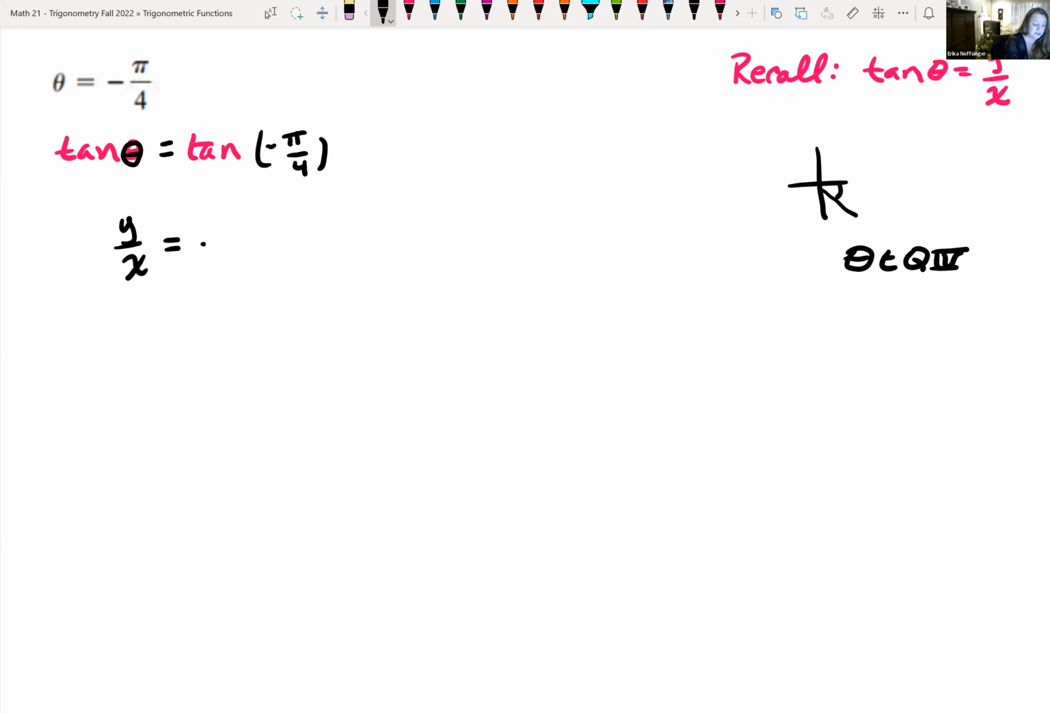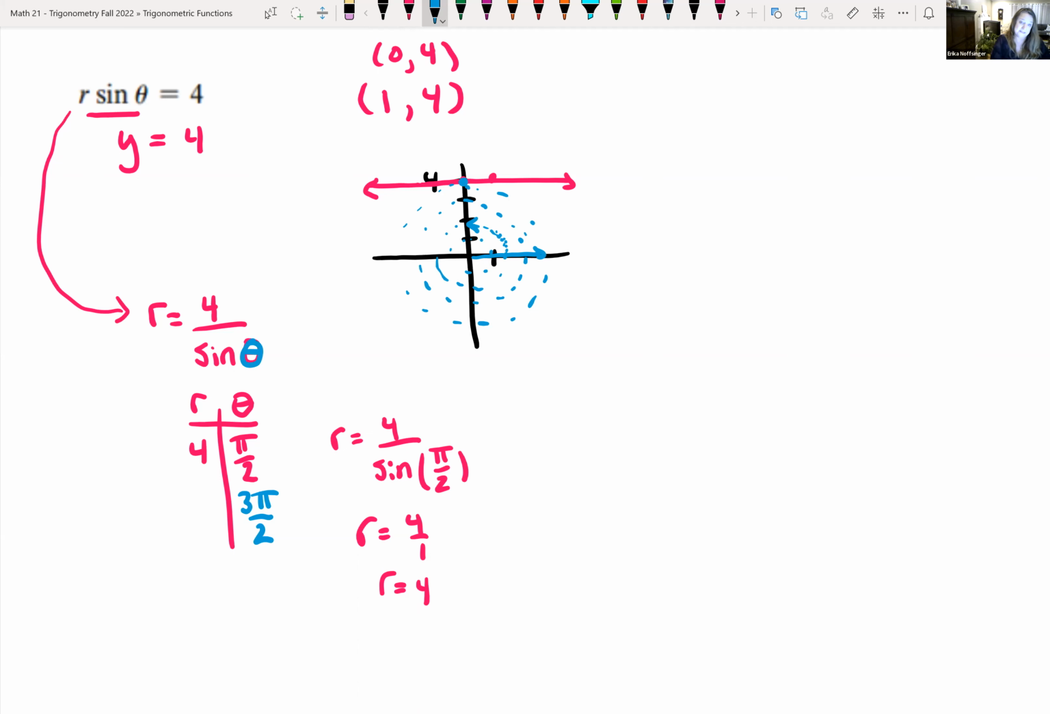So let's look at another value. Let's say that we plugged in 3π/2. Well, recall that sine of 3π/2 is -1. And so we have 4/-1, which is -4. So at 3π/2, that gets us down here. So I'm going to rotate from my pole 3π/2, which gets me to the negative y-axis, but my r value is negative. So that forces me across the pole in the opposite direction, going up 4 points.